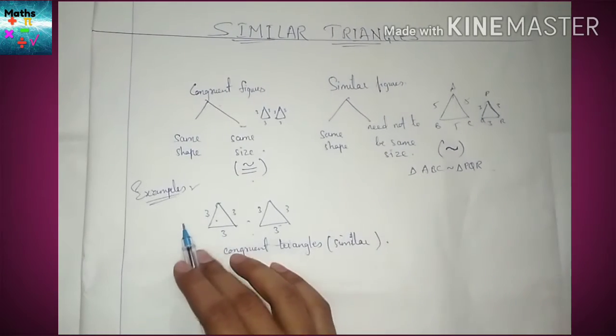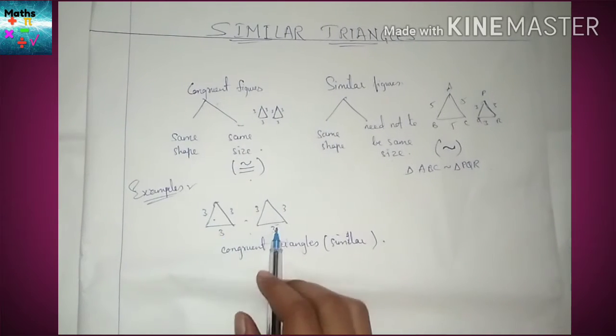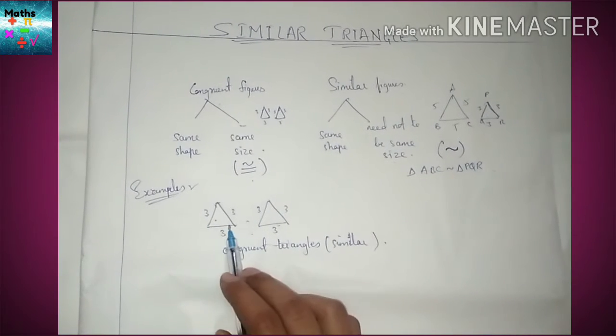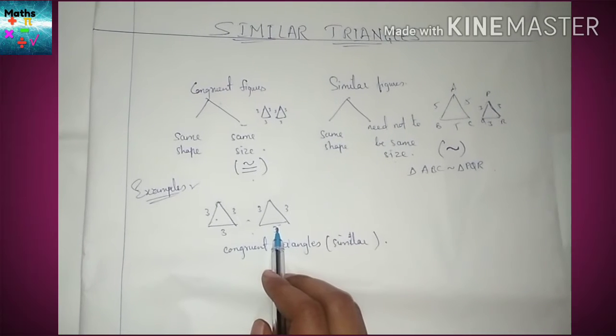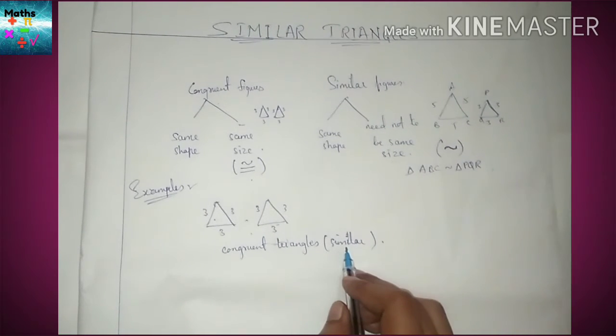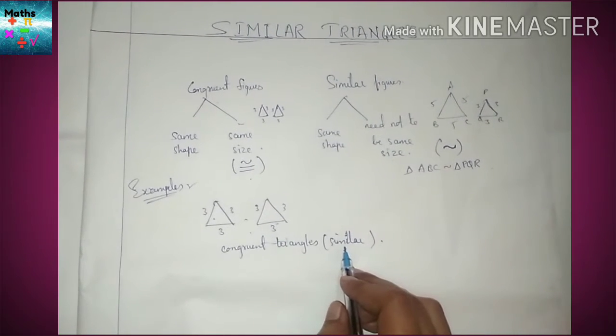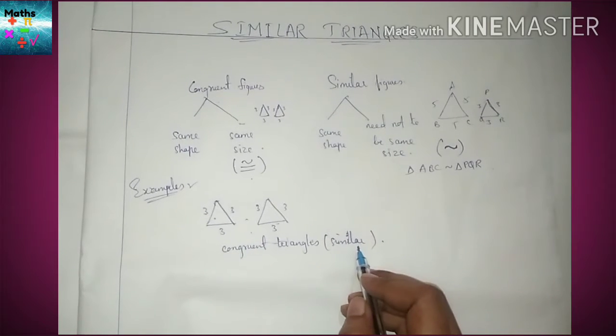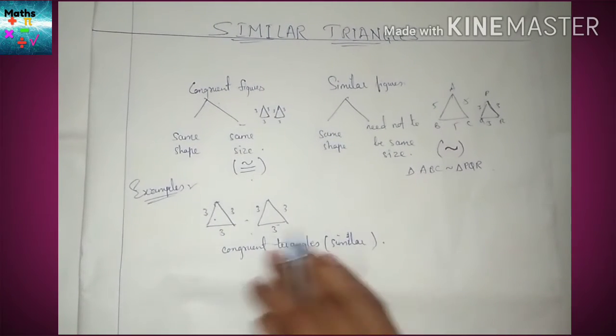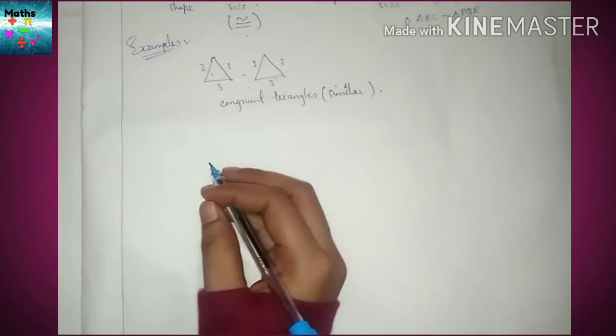Now let us see one more example. These two triangles are congruent because they have the same shape and same size. But these are similar also. Why? Because two congruent figures are similar, but two similar figures need not be congruent.